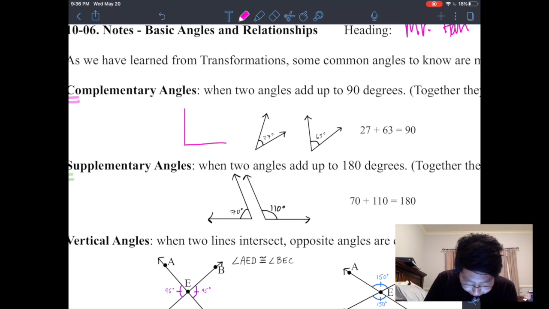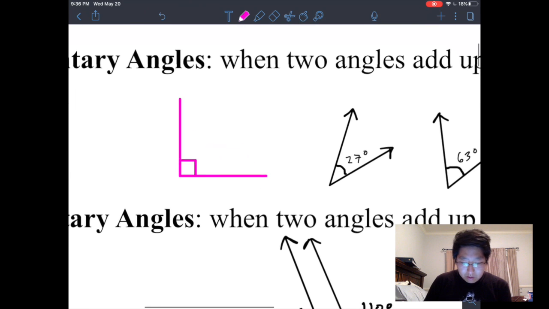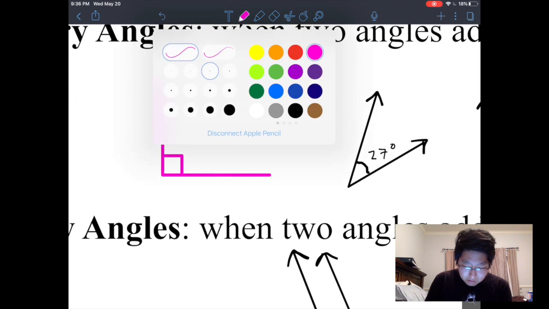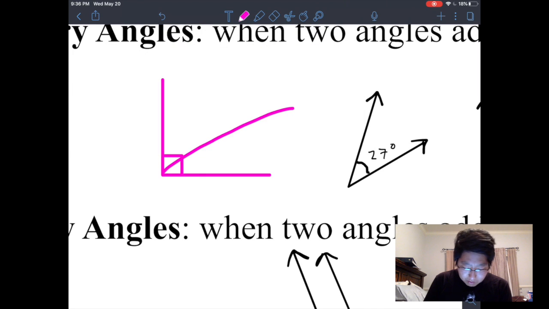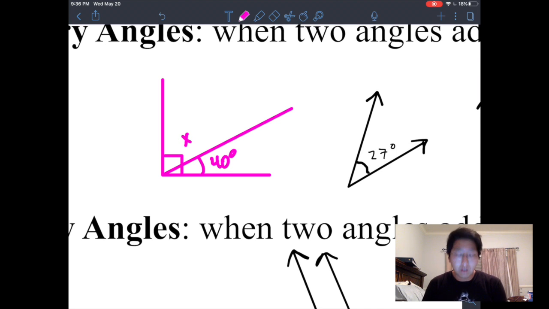You will see something like this where you have two angles that add up to 90. Let's say this is 40 degrees, this is x. These two angles together have a total of 90 degrees. x plus 40 is 90, and they have this relationship called complementary.